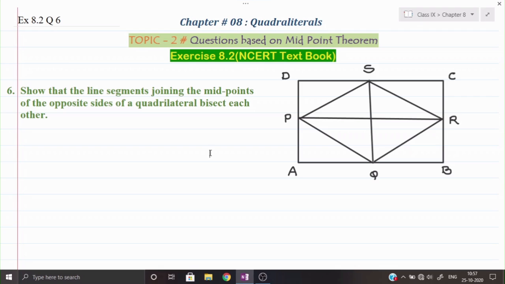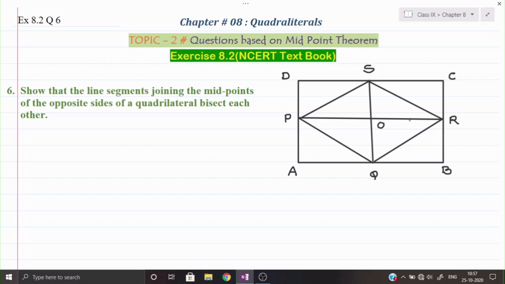They will be bisecting. One line is bisecting the other one, meaning PR is bisecting SQ. Suppose this is point O, then we will get OS and OQ equal, and in the same way PO and OR are also equal. That we need to prove here.